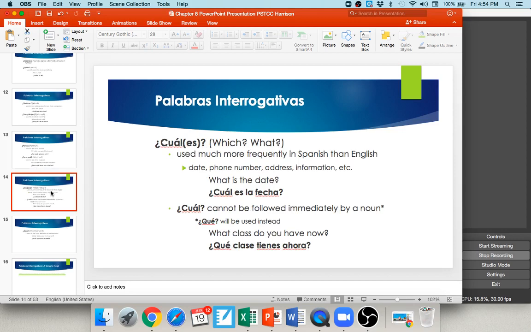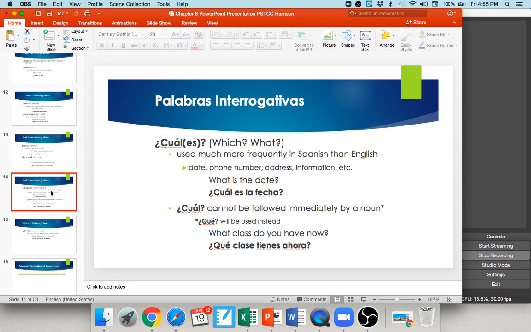You also have ¿cuál or cuáles? Typically, we see cuál used a lot more frequently in Spanish than in English. And in English, it would be translated more as which, but it can also be translated as what. So, for example, if you're asking what is the date, you can't say qué es la fecha, because qué literally does mean what, but it doesn't work like that. You say cuál es la fecha, or cuál es tu número de teléfono, what's your phone number, cuál es tu dirección, what's your address, right? It's odd that we do that. It's a very weird thing about Spanish that you use cuál instead of qué here.